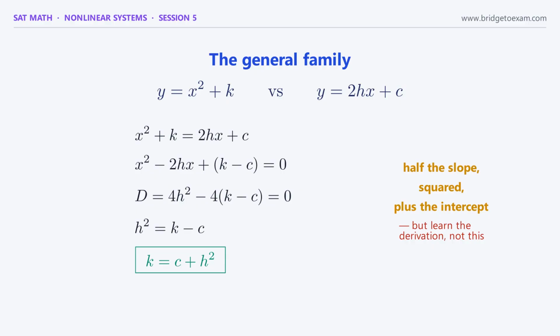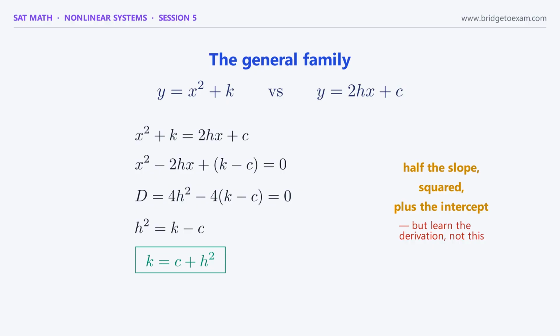Set them equal. X squared plus k equals 2hx plus c. Rearrange. X squared minus 2hx plus the quantity k minus c equals 0. The discriminant is 4h squared minus 4 times the quantity k minus c. Set that to 0 and divide by 4. H squared equals k minus c, so k equals c plus h squared. That's your tangency formula for this family.